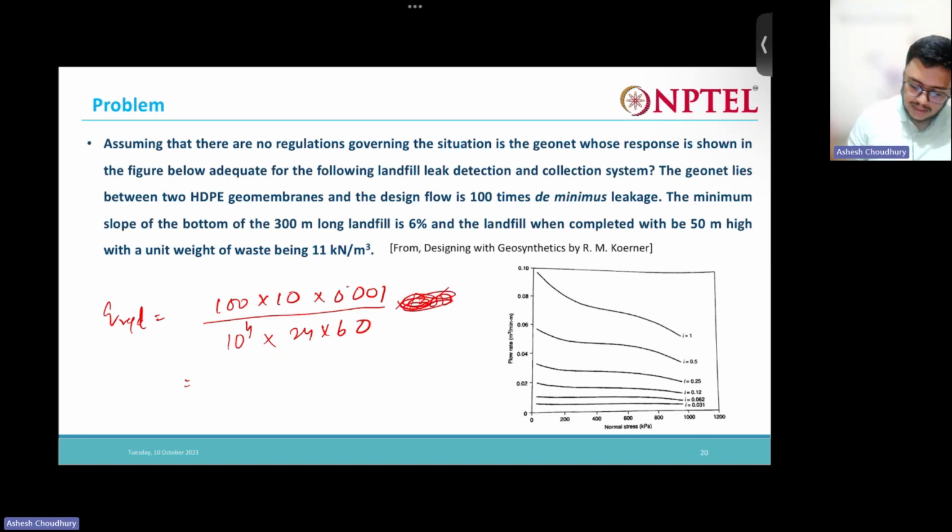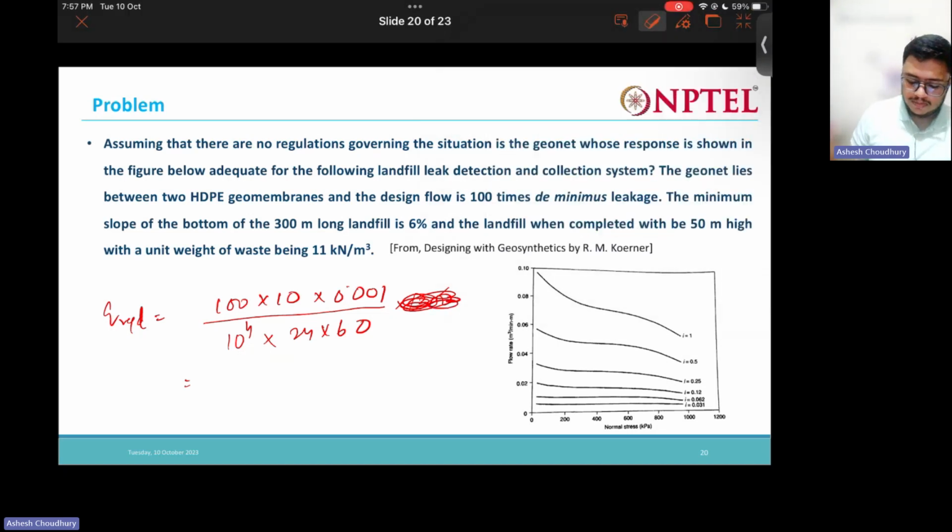If you till this much, it was meter cube per day per meter square. Multiplied by length will give you per meter width. It is meter cube per day per meter. And will come out as 2.08 × 10 to the power minus 5. What is the unit? Meter cube per minute per meter.